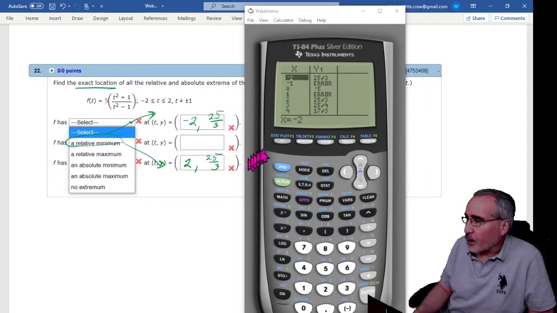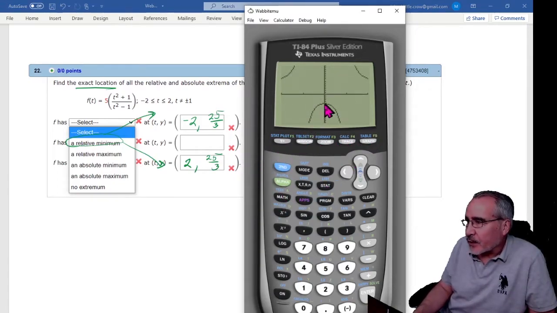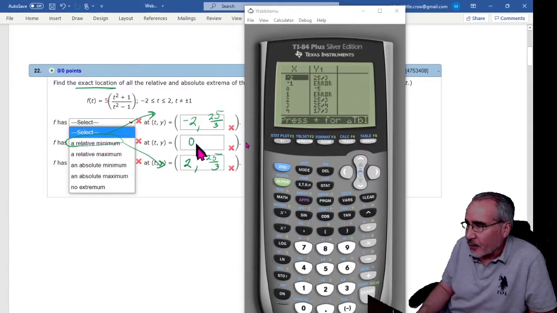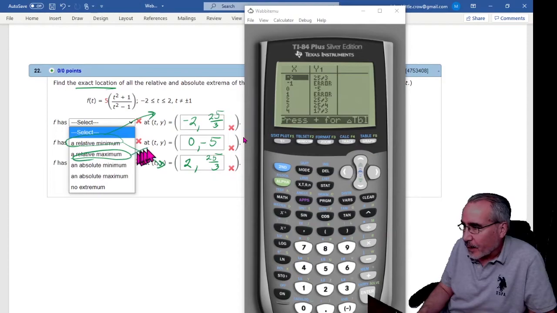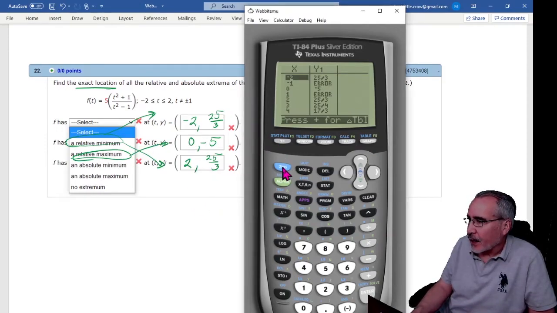So let's get this middle point here. We'll do that from the graph. And we could see x is equal to 0. So we could also just look it up on the table. We'll do it both ways. It looks like -5. So 0, -5. We're going to look it up just to be sure. And that one's a relative maximum. So this one here is going to be a relative maximum is what we want to choose.